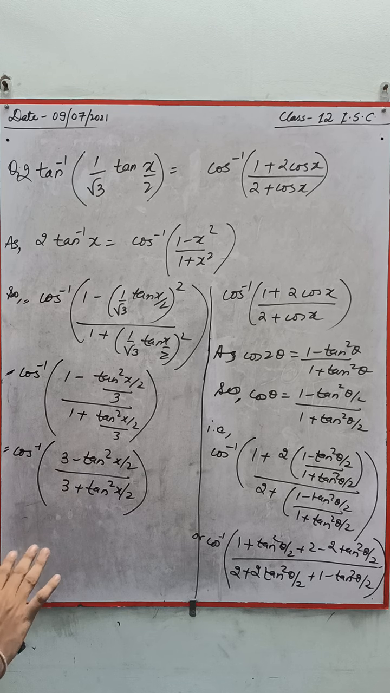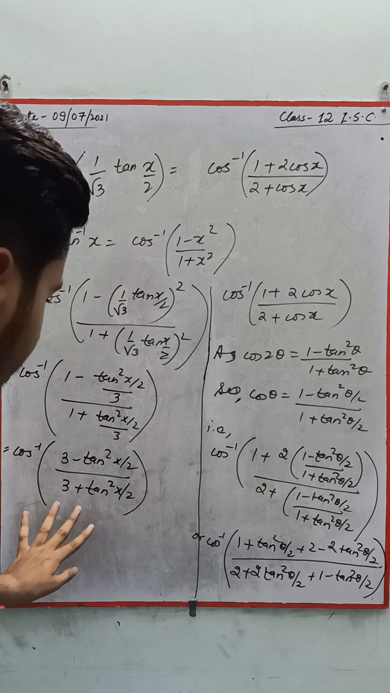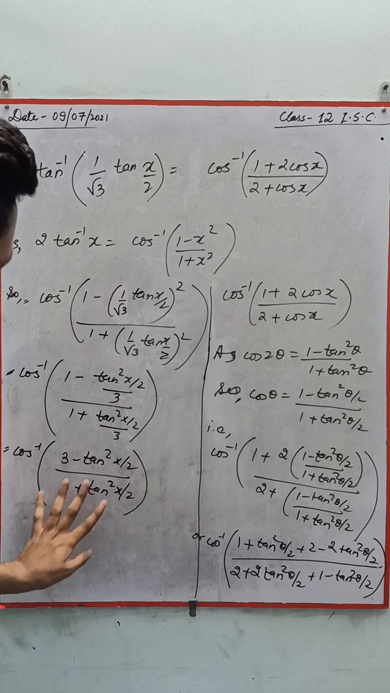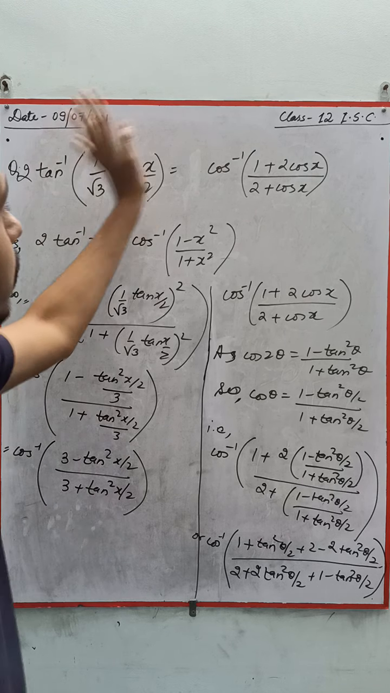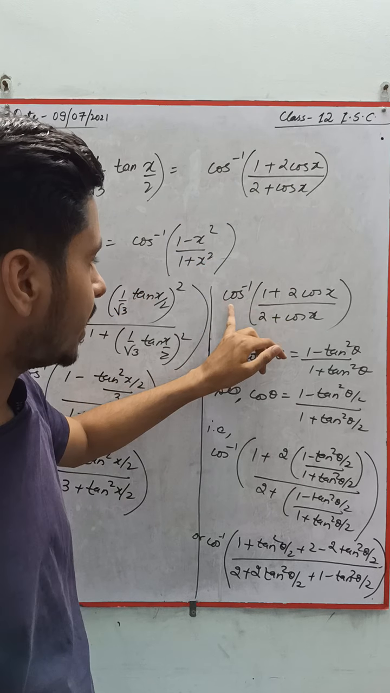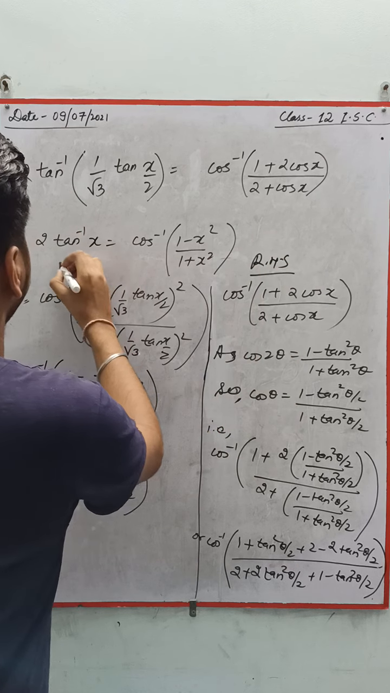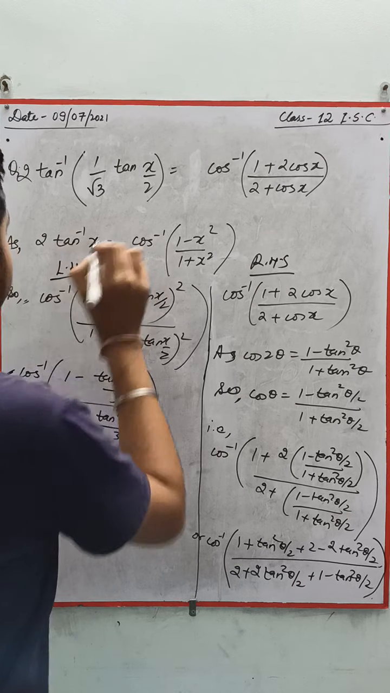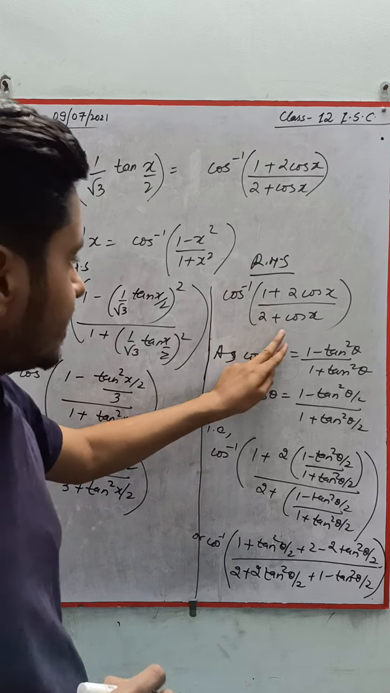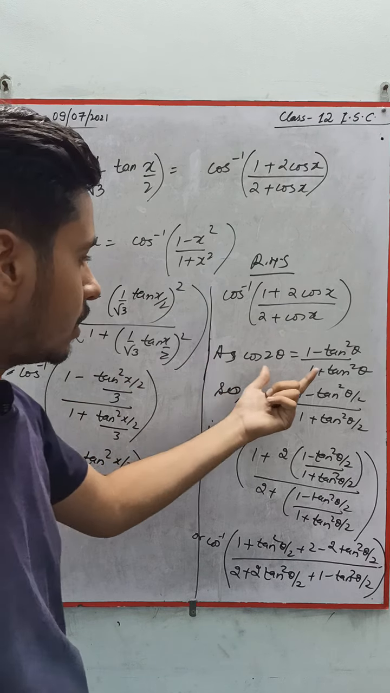Now keep it as it is, come to the RHS part, because LHS we got up to here. So keep it now, come to the RHS. So cos inverse this, so taking the RHS here, and here I have taken the LHS. So RHS is this one. But before that, let's see what are the formulas we have.